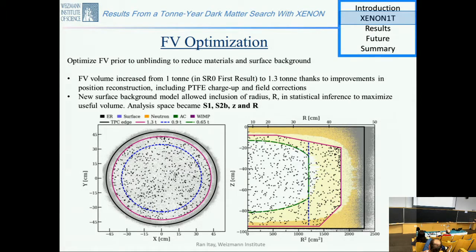This is this magenta line here. We also incorporate, in order to quantify events which are more likely to be surface events or real WIMP events, this core region, the green line here. Events happening inside this core are more likely to be WIMPs than to be from the surface, from neutrons, or whatever. So our analysis takes into account S1, S2, the depth, and the radius. The reason we could make the fiducial volume larger is due to improvements in the position reconstruction and the charge-up and field corrections between the two runs.